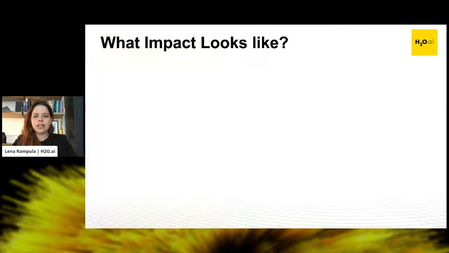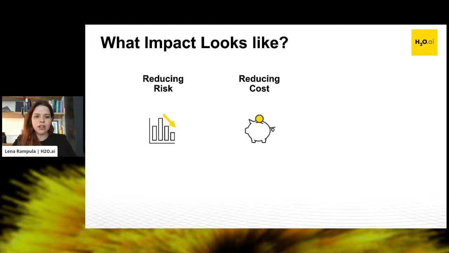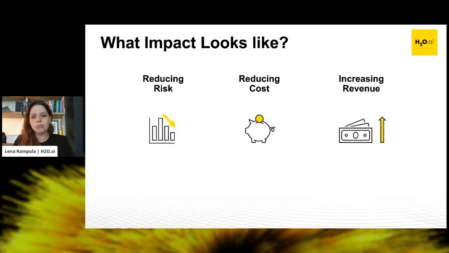So first of all, let's start from the end. What impact actually looks like. We can map impact into reducing risk, reducing cost, and increasing revenue. What does that mean? Let's take, for example, a use case of fraud detection. When you do fraud detection without a machine learning algorithm, usually you would write some rules that you use to identify fraud. It's not possible for a person to actually go through all of the transactions and identify which ones are fraudulent and which aren't.